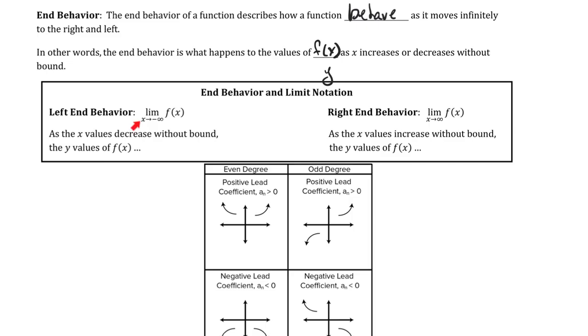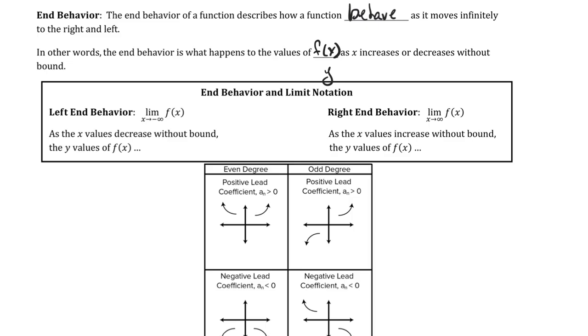So down here, you'll see something new. This right here is called limit notation, and we are going to get very familiar with this. We do this a lot this year, okay? If I wanted to read this, there are words that go with it. We would say the limit as x approaches negative infinity of f of x, right? You could say something along those lines, like as x values decrease without bound, the y values will do this. Okay, that's the verbal way to say it, but this is the notation way. We could do the same thing over there with the right end behavior.